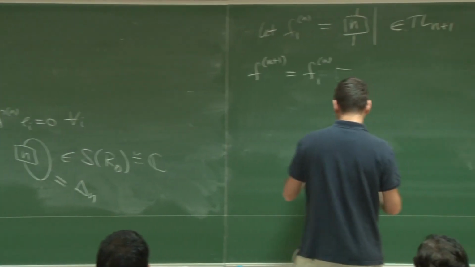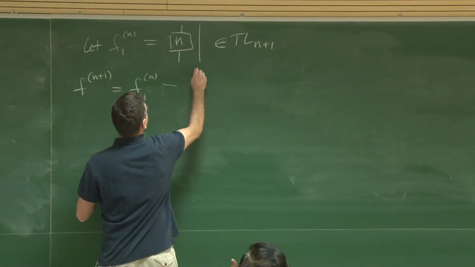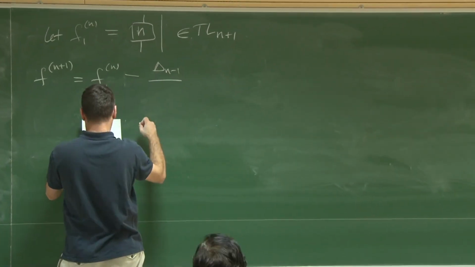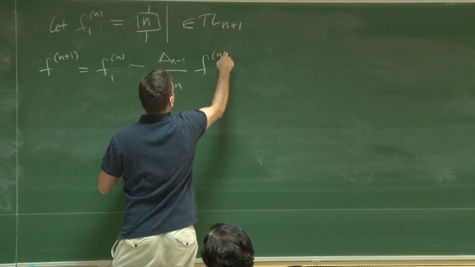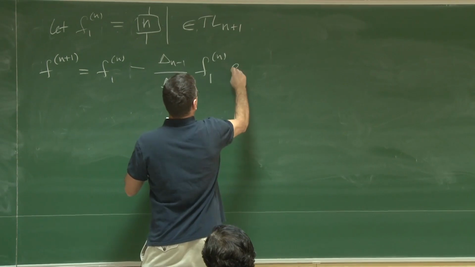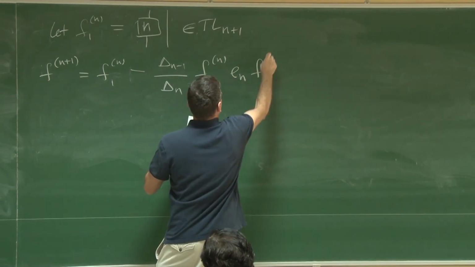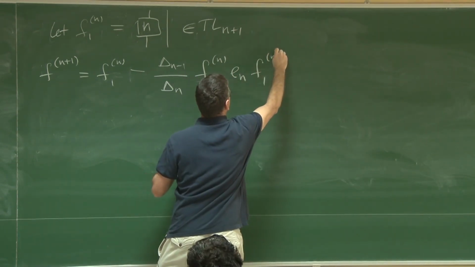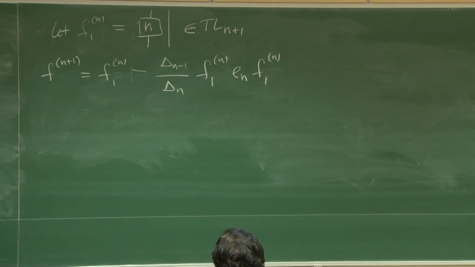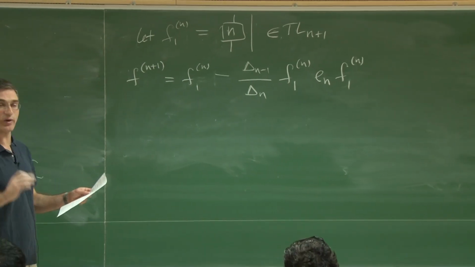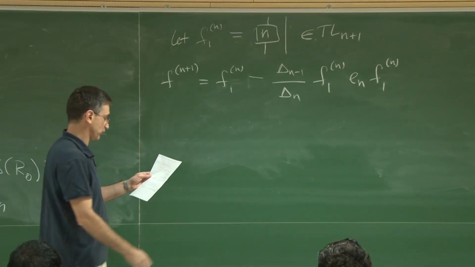So this is this minus delta n minus 1 over delta n, F n plus 1, E n, F n plus 1. Okay? This is hard to parse. There it is on the board. There's a full statement. That's hard to parse. Graphically, it makes much more sense. Let me show it to you graphically.